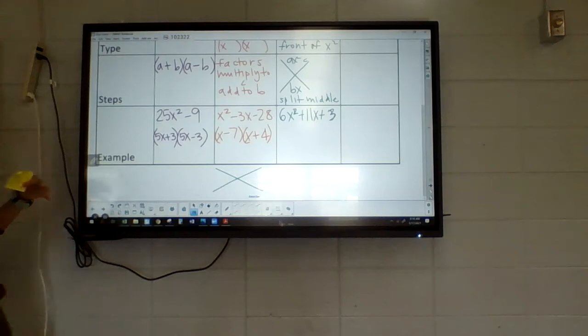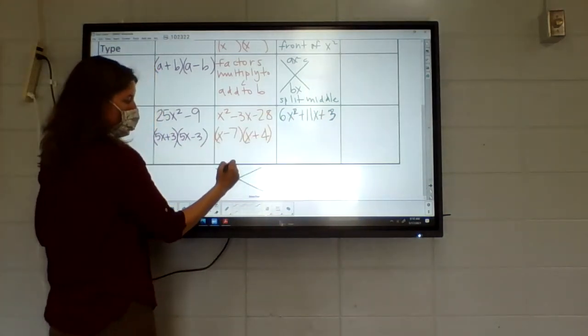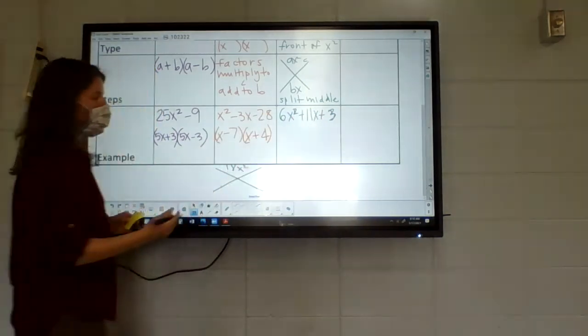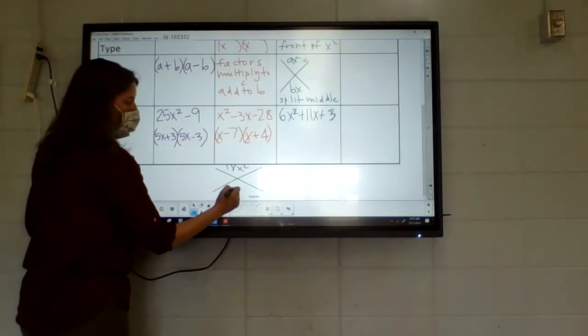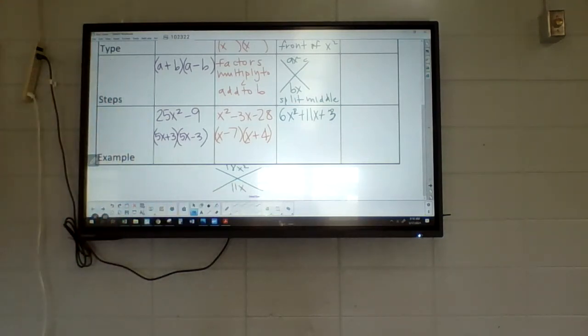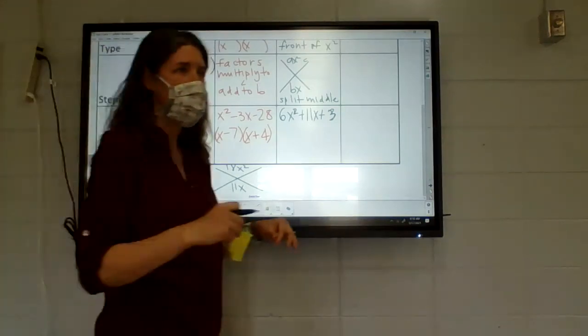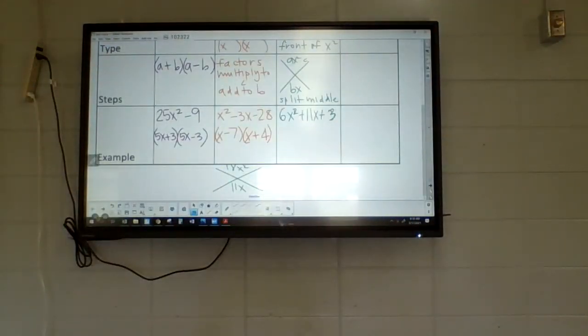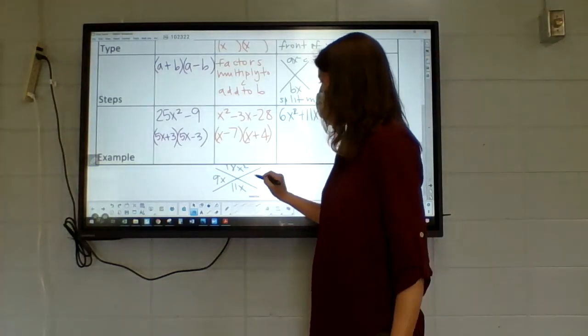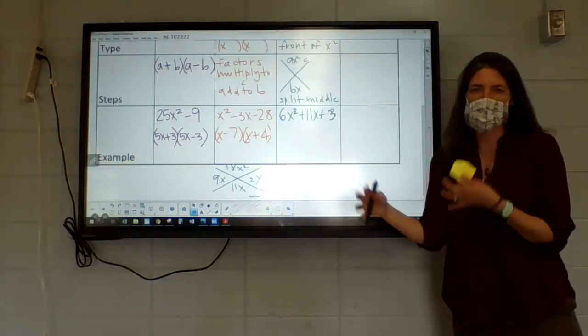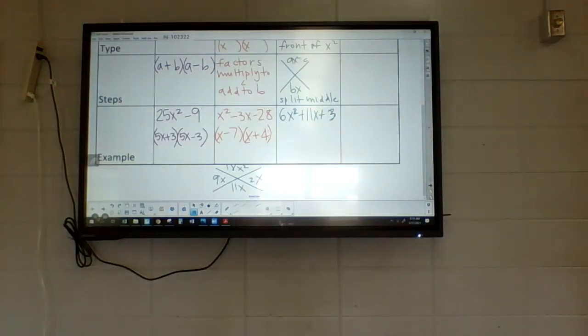So I multiply that first and last term, so the 6x squared times 3. So I get 18x squared up there. On the bottom, I just put that middle term. So I want to multiply to 18, add to 11. Multiplies to 18, but adds to 11. 9 and 2. Again, just practicing and trying these trial and errors, check and see if it works. So 9 and 2.